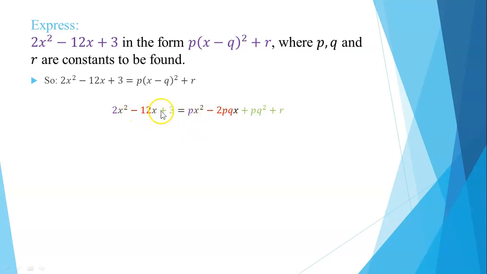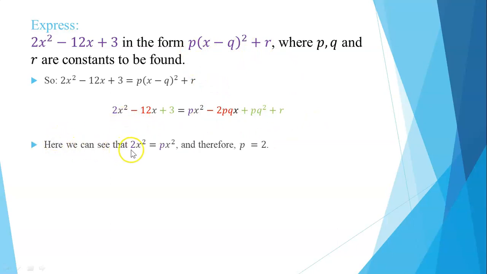In the same way, all of the x terms on the left hand side must equal all of the x terms on the right hand side. And lastly, all the constants on the left hand side have to be equal to the sum of all the constants on the right hand side. On the right hand side, our constant will be pq squared plus r. When you add these two terms together, we know we have to get 3. So this is what equating is. You're looking at the two expressions and seeing what the possible values of p, q, and r could be.